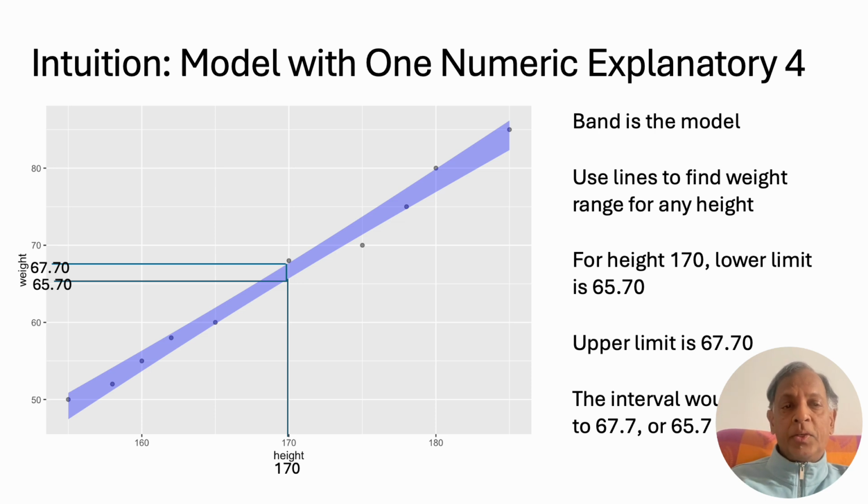Statisticians prefer to give ranges because, once again, if you repeated the experiment with different samples, you're going to get different averages. You're going to get different lines which make different predictions, but 95% of the time the prediction would fall within this range for a height of 170. That's what we are saying.